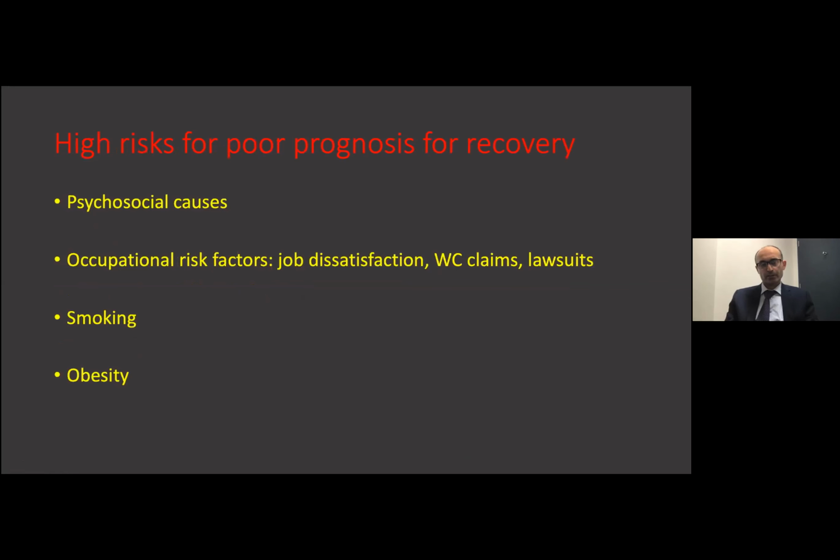Some patient populations are high risk for poor prognosis. Obviously, those with psychosocial problems, smokers, obese patients, patients who don't like their job, and workers' compensation claims. These are essentially red flags in terms of management. I'll quickly go through back pain in children if you have time there.